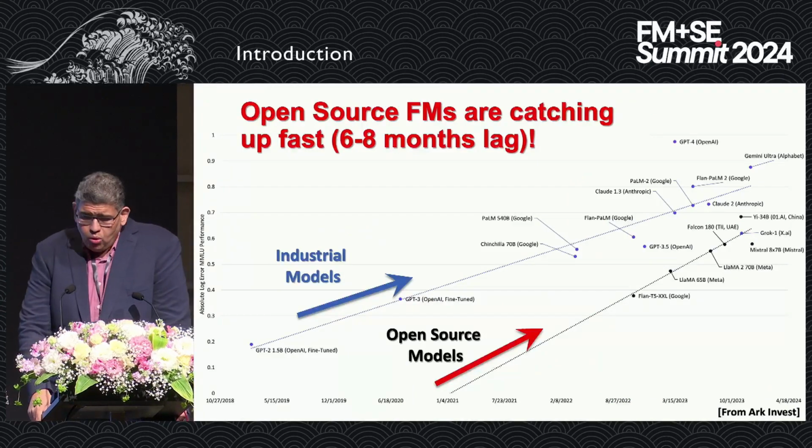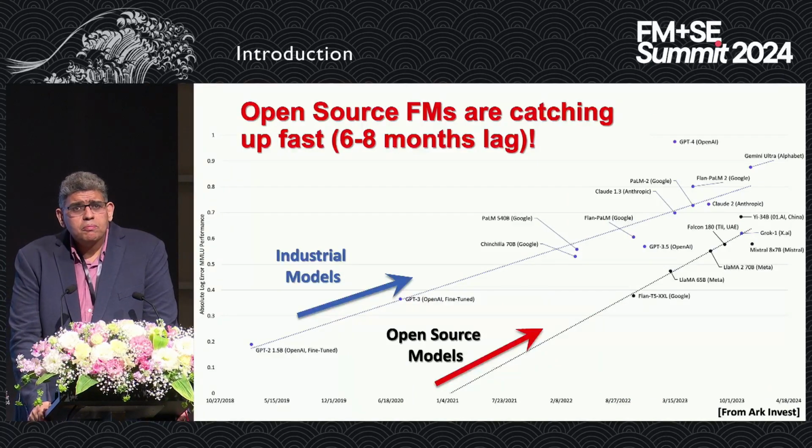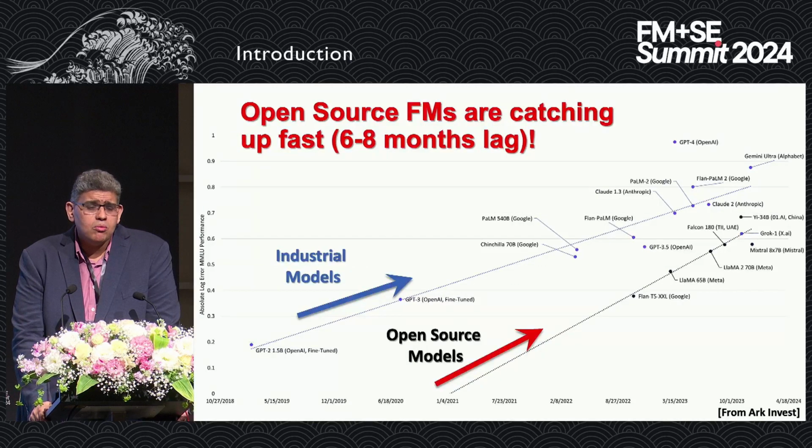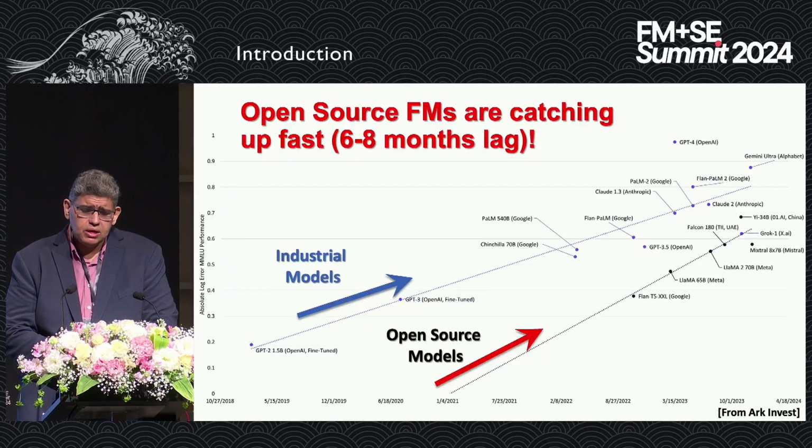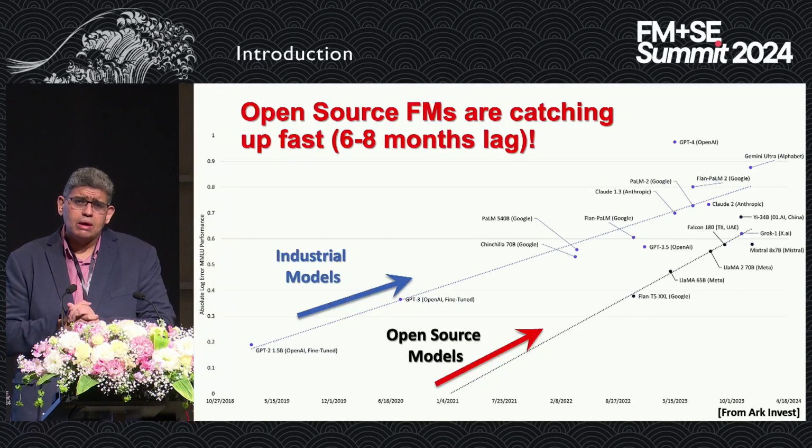Now, open source is going to play a very big role, and we're seeing that more and more. Because when we look at an industrial model versus an open source model, there's around a 6-month lag, 6 to 8 months, and that lag is getting shorter and shorter. The capabilities of open source models are becoming extremely powerful.